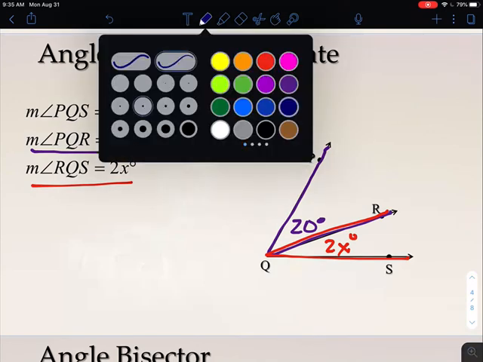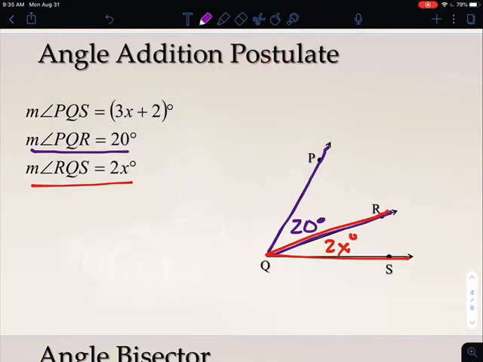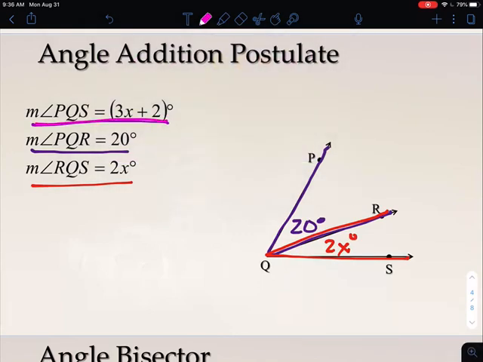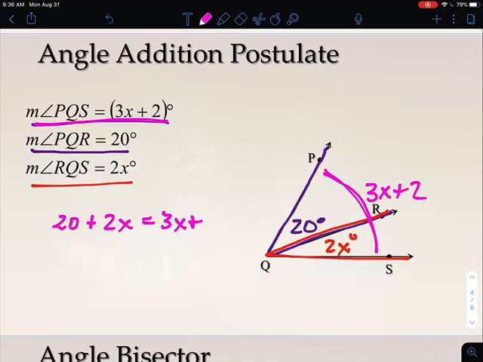And then they tell me that the overall big angle, PQS, let's choose a different PQS here, is this whole big angle here. And they're telling us that that's 3x plus 2. So using my angle addition postulate, I take the two small angles and add them together. So 20 plus 2x has to equal the big angle, 3x plus 2.